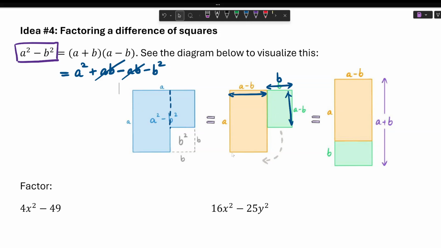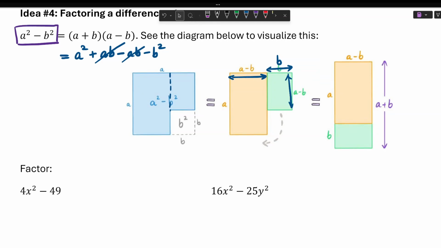Let's use this trick to help us factor some binomials. The first one on the list is 4x squared minus 49. You'll notice that both of these are perfect squares, and it's the difference. So if we write it as (2x) squared minus 7 squared, you'll notice that a is going to be 2x and b is going to be 7. So therefore, it's going to be 2x plus 7 times 2x minus 7.